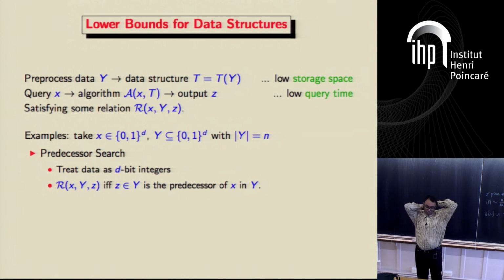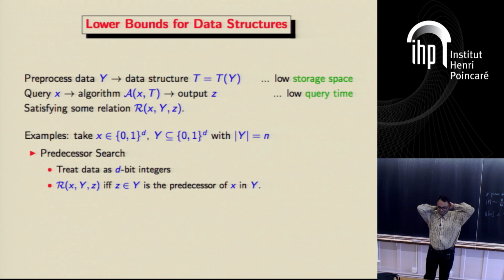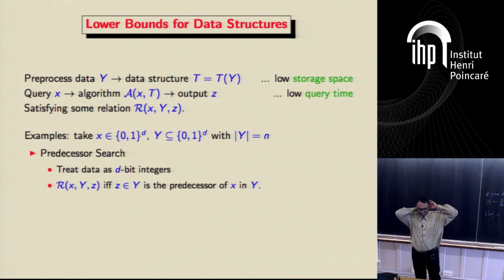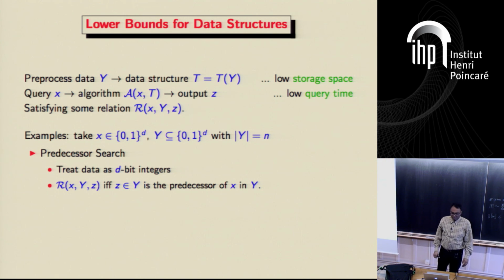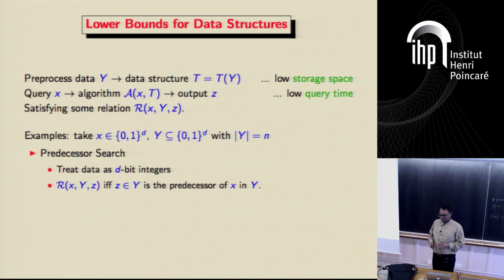So the general setup of a data structure problem is there's some data, Y, and you're going to pre-process this to produce a data structure T. You should think of T as a table. You'll see in a moment why. Later on, you get a query X, which is asking some question about the data Y. So your algorithm, of course, has to answer this query X by referring to this data structure T and then produce some output Z. And the output Z is deemed correct if a certain relation is satisfied. Okay, this is just an abstract notion of a static data structure problem.